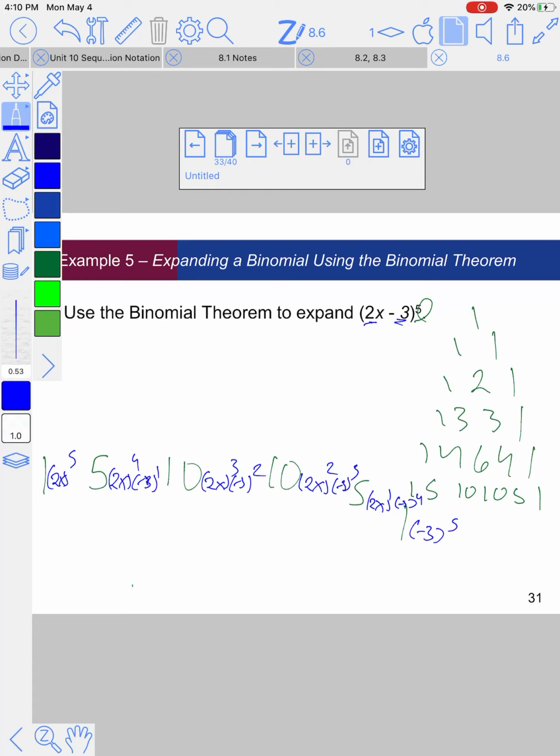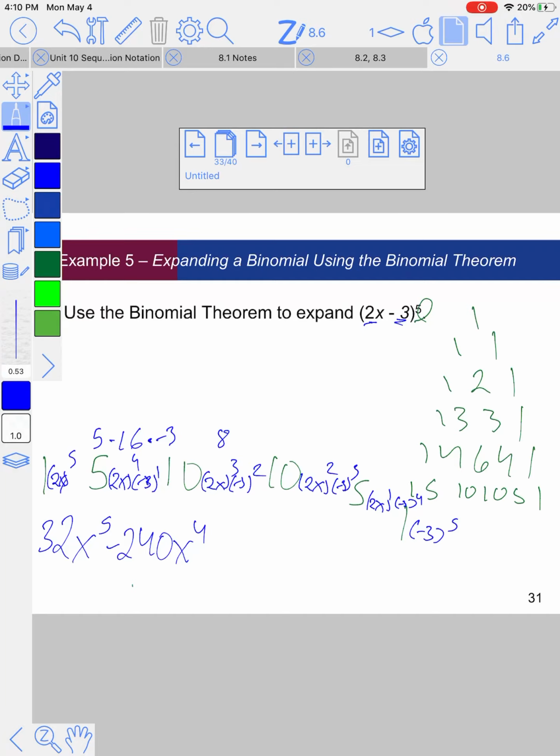2 to the 5th is 32. 32 times 1 is 32, x to the 5th. 2 to the 4th is 16, times 5 times negative 3 to the 1, which is negative 3. So negative 3 times 16 is negative 48. 5 times negative 48 would be negative 240, x to the 4th.